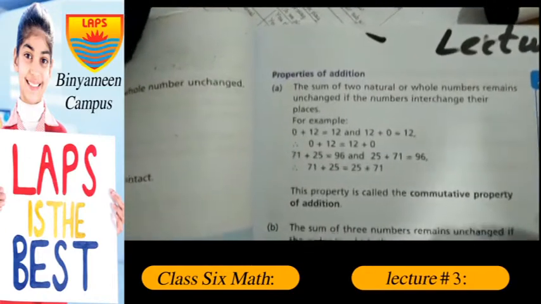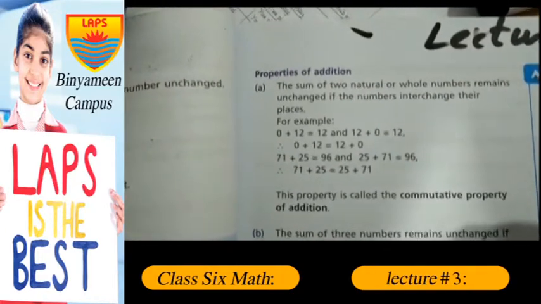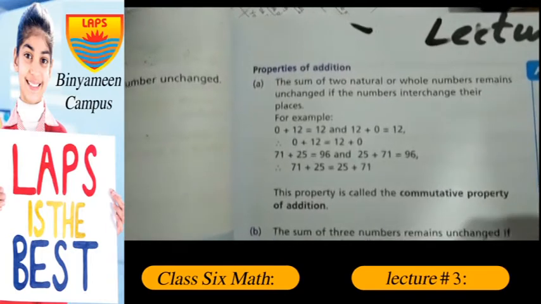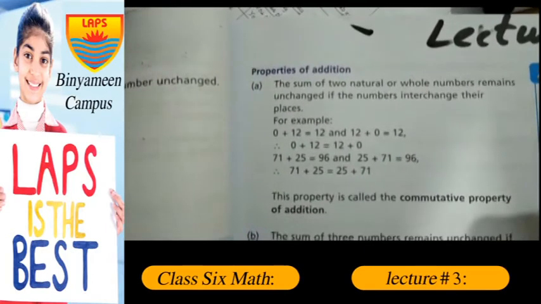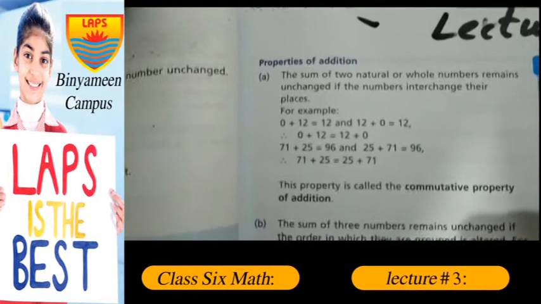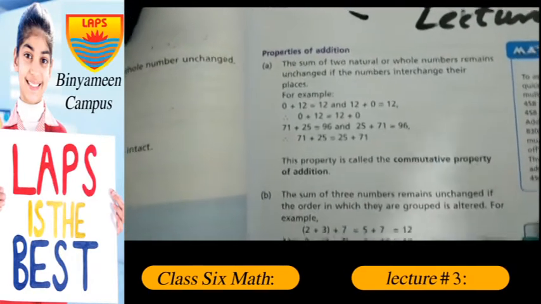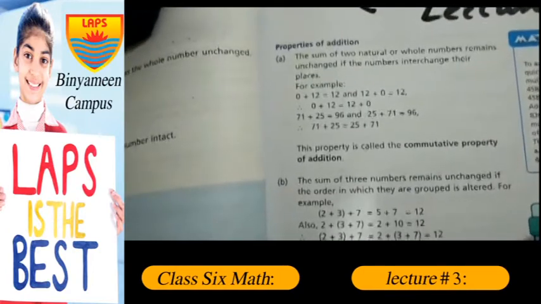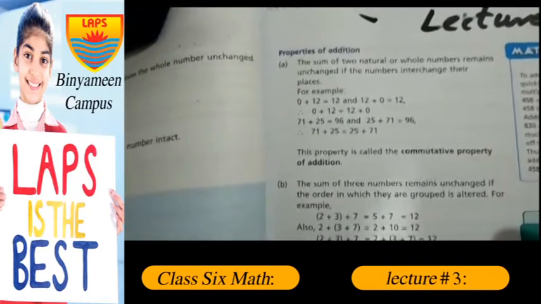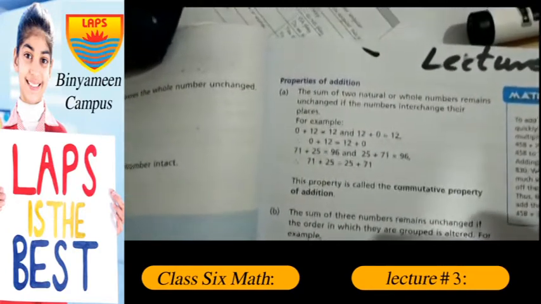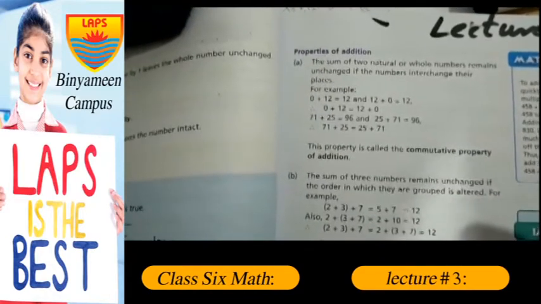Number 1. The sum of two natural or whole numbers remains unchanged if the numbers interchange their places. For example, 0 plus 12 is equal to 12 and 12 plus 0 is equal to 12. Then 0 plus 12 is equal to 12 plus 0. The answers are equal. You can check in your example.